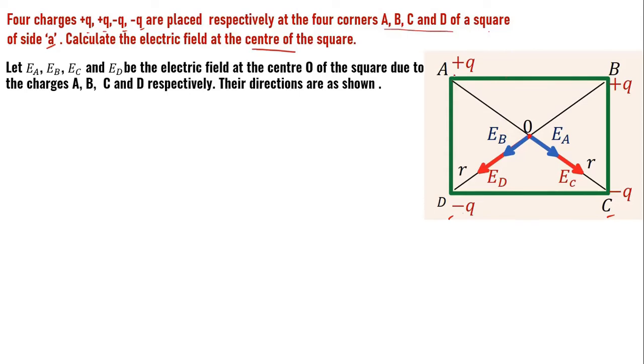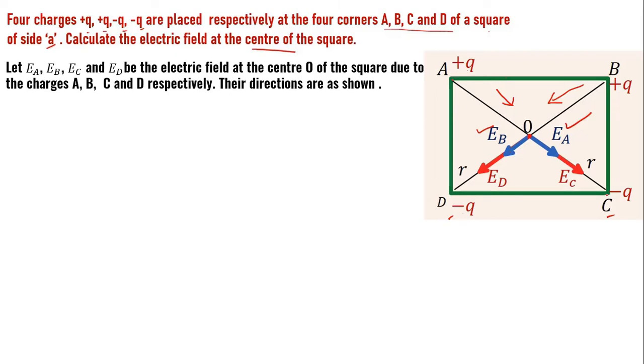First of all, the plus Q charge at the point A will exert an electric field in this direction. Why? Because it is a positive charge, the electric field will be pointing away from the plus Q charge. So this is the direction of EA. Keep this in mind. Similarly, the charge plus Q placed at B will exert an electric field EB. Again, it will be pointing away from the plus Q. So at the point O, we have to draw this. This is the direction of EB.